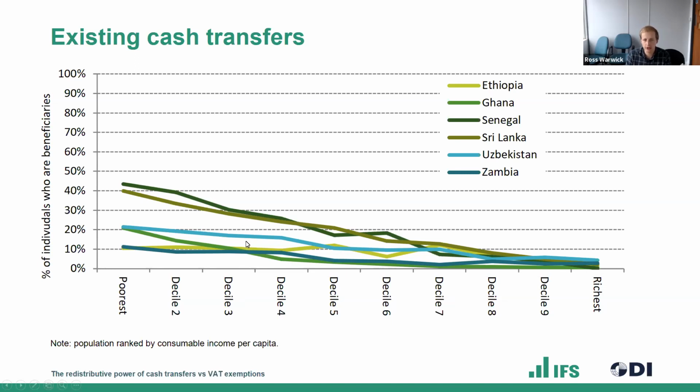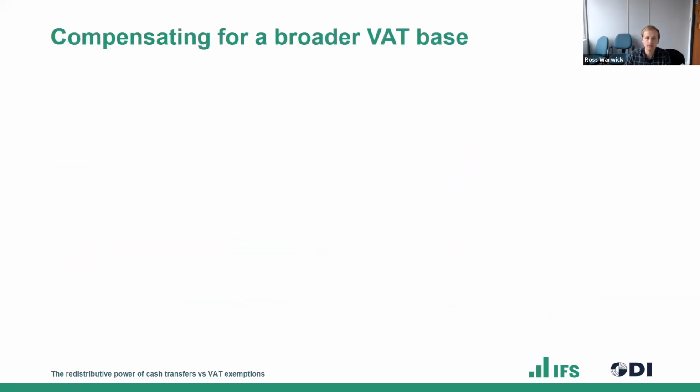And by the time we get to the 3rd or 4th deciles, we're below 20% or below 30% in the highest countries. And these can be households that are still really quite poor. So the coverage of these existing cash transfer programs really seems to be lacking if we're thinking about compensating for something as broad as a wider VAT base.